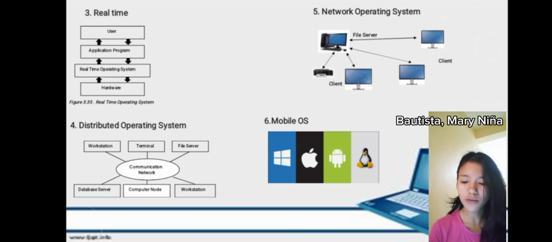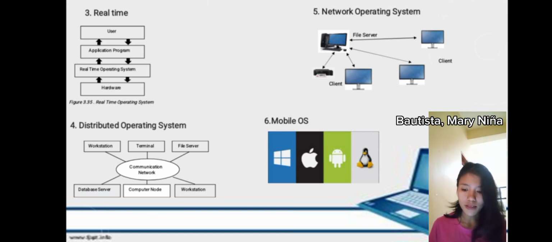The sixth one is the mobile OS or the mobile operating system. Those operating systems that are especially designed to power smartphones, tablets, and wearable devices to run applications and programs. Some examples of operating systems.